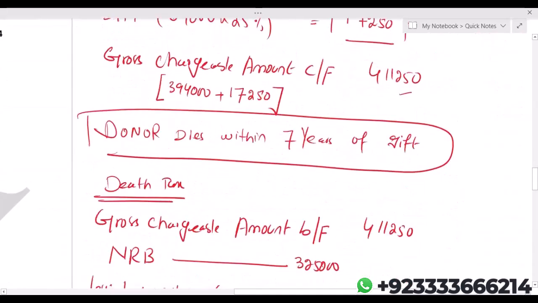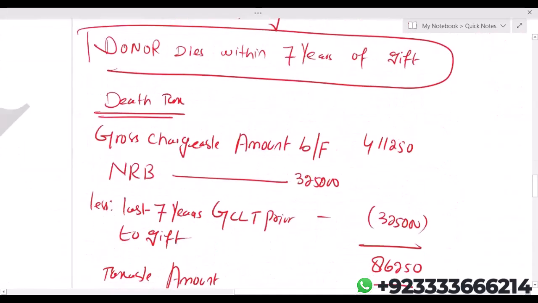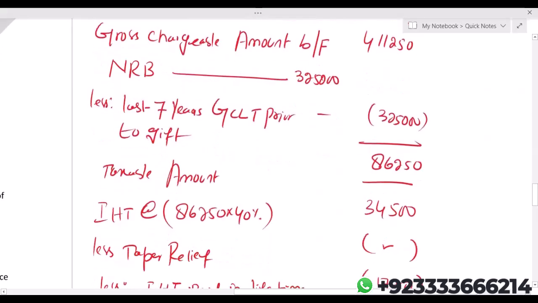Now the person is dead within 7 years. So what are we doing? Again, we are writing 325. The same thing: last 7 years gross CLT prior to the gift. So each time you have to compare prior to the gift.